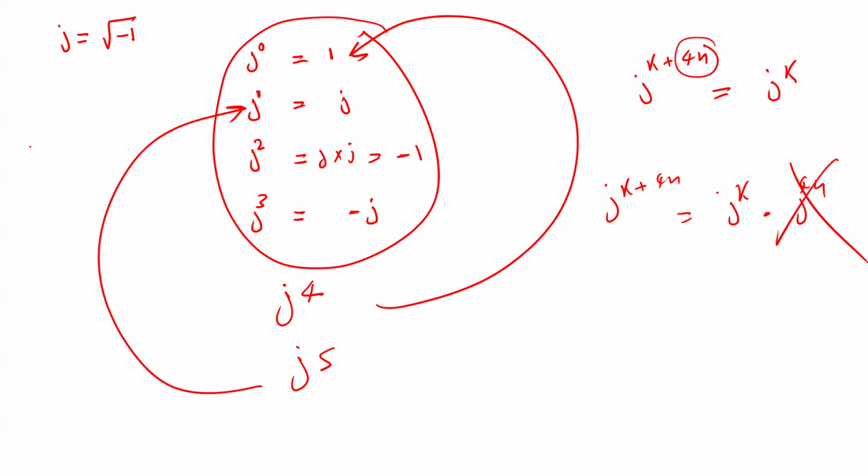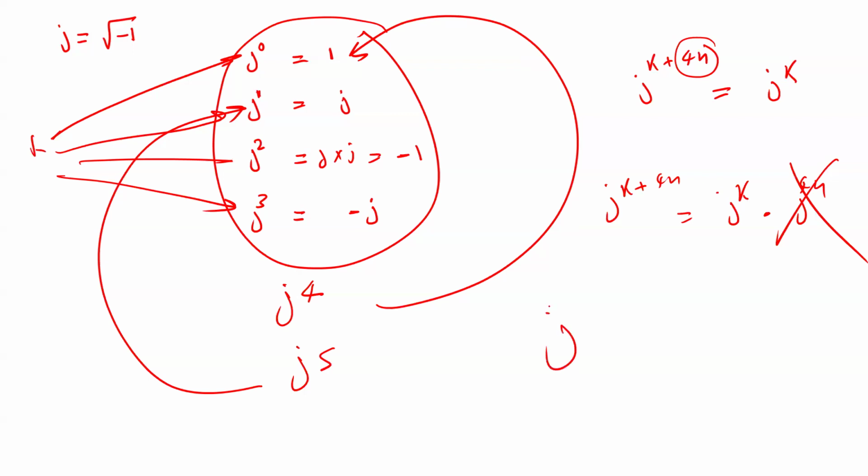And K can be a number 0, 1, 2, or 3. You got what I'm saying? After that, you are going to go back to one of these values. So if you have J to the 20, for example, this one should be equal to J to the 5 times 4, right? Which is equal to 1.